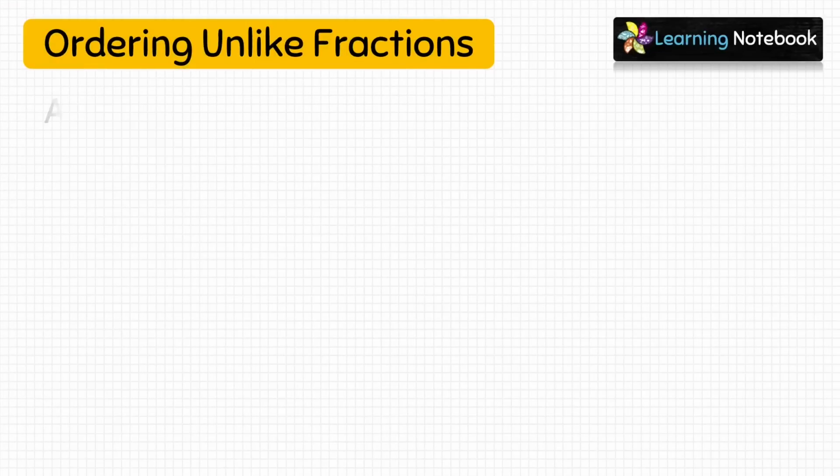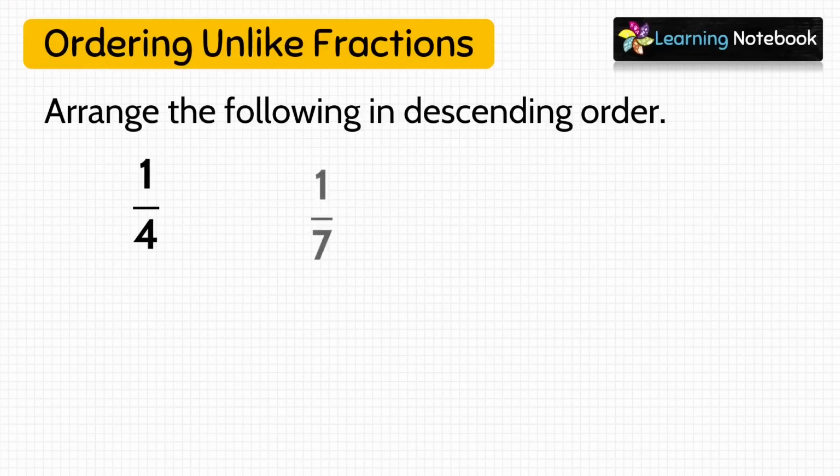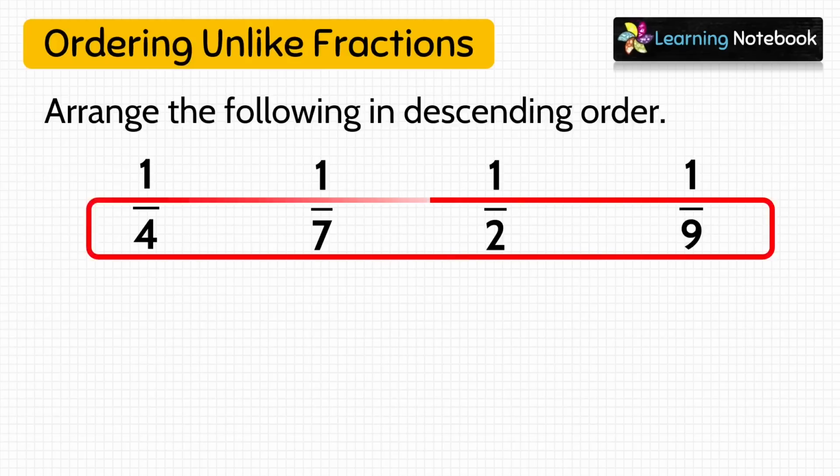Let's do one more example. Arrange the following fractions in descending order. So we are given 4 fractions, 1 by 4, 1 by 7, 1 by 2 and 1 by 9. And we have to arrange them in descending order. Here, again notice carefully that all the fractions have the same numerator but different denominators. So let's just compare their denominators. But remember that smaller the denominator, the greater is the fraction.